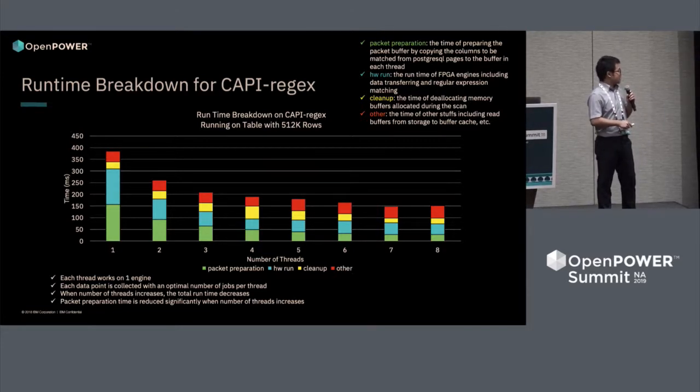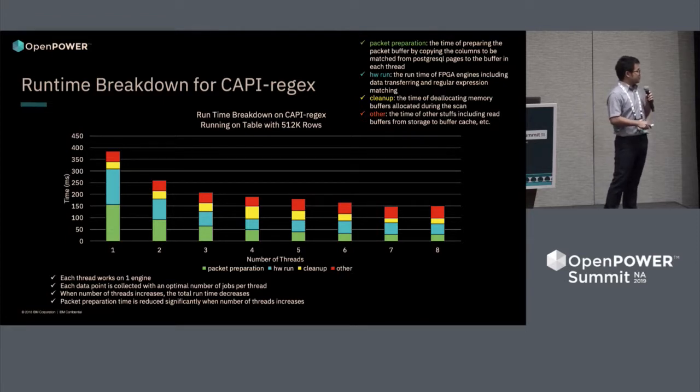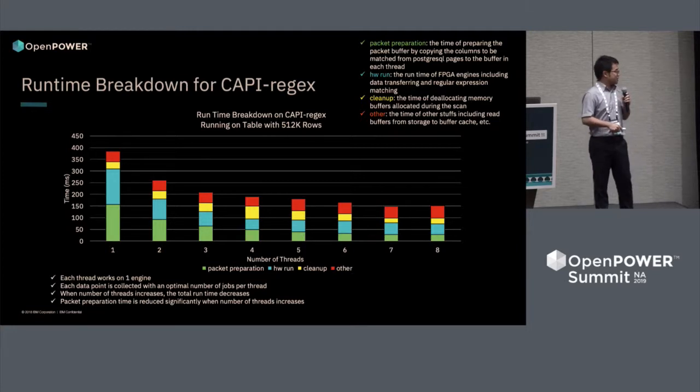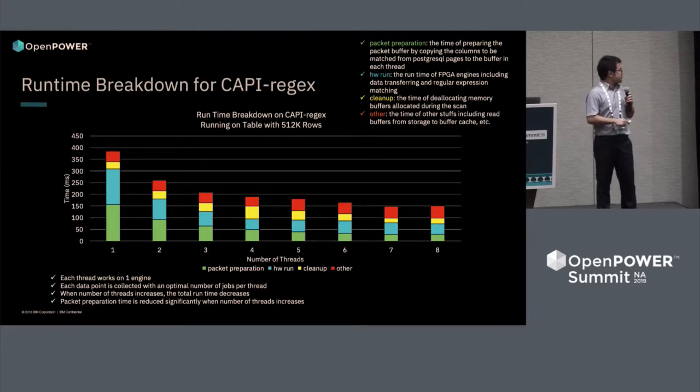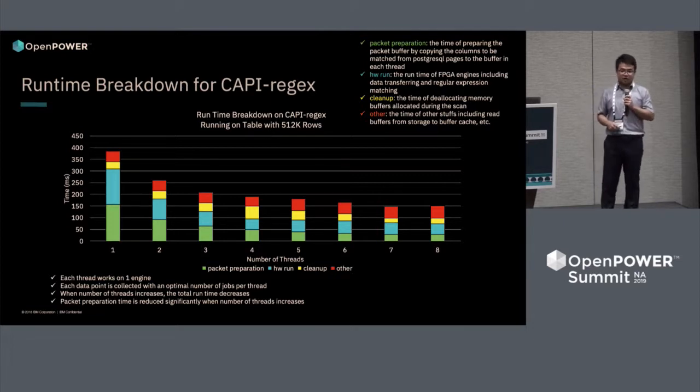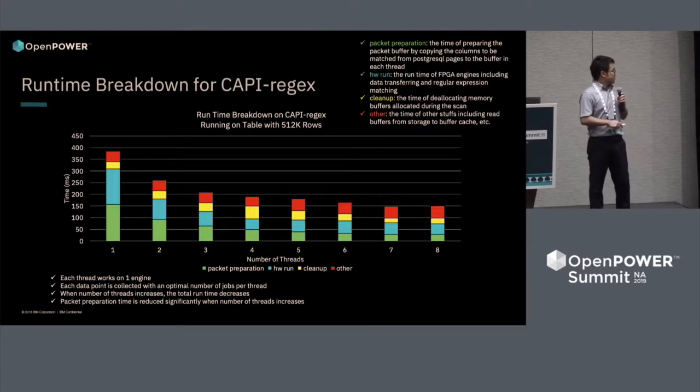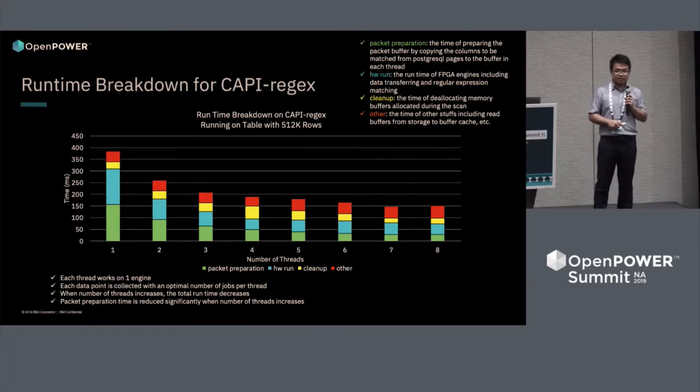In this measurement, we can see that as the number of threads increases, the time consumed on the packet preparation and the hardware run decreases very significantly. So that's why the overall query time is reduced so much when the number of threads increases. For each data point, I didn't say the number of jobs. For each data point, we use the optimal number of jobs.